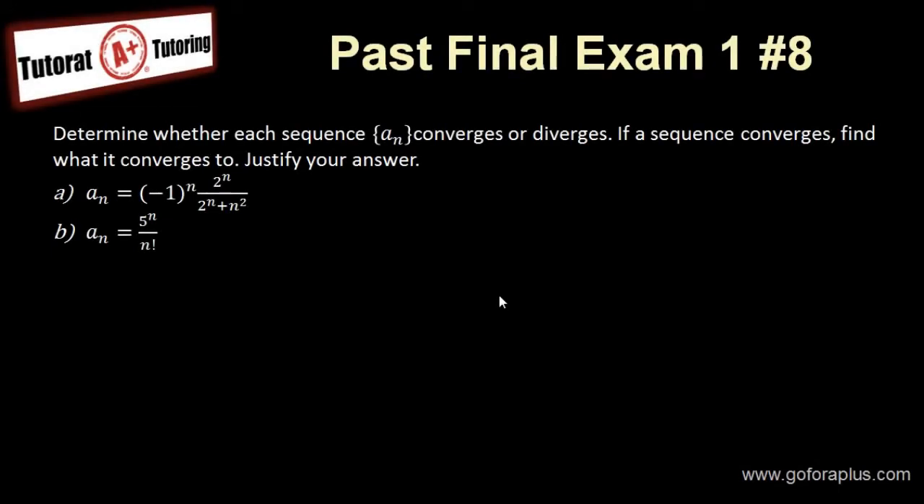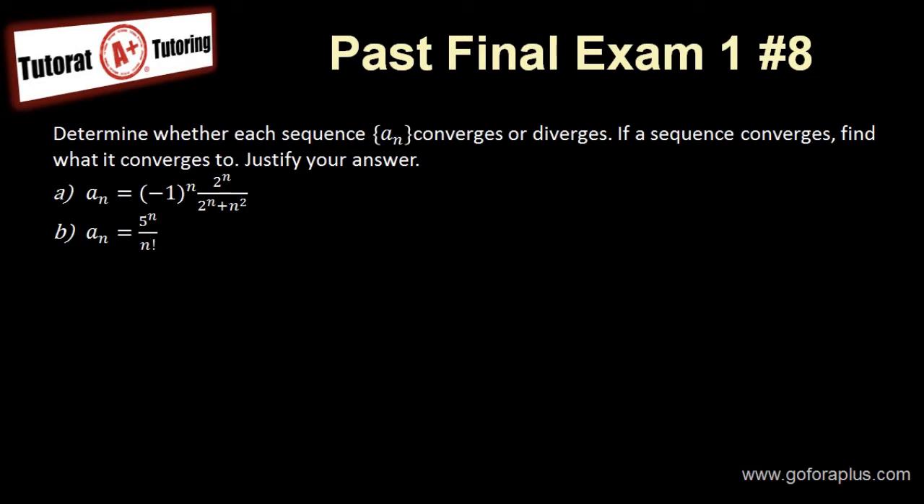In this session, I'm going to solve question number 8 in past final exam number 1. Determine whether each sequence converges or diverges. If a sequence converges, find what it converges to and justify your answer. Now in this case, if we look at question A, we have minus 1 to the power of n. That means it's alternating between minus 1 and plus 1, right?